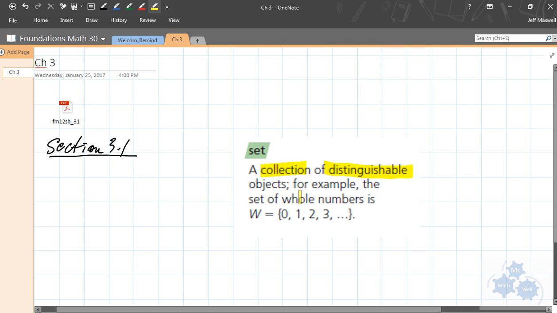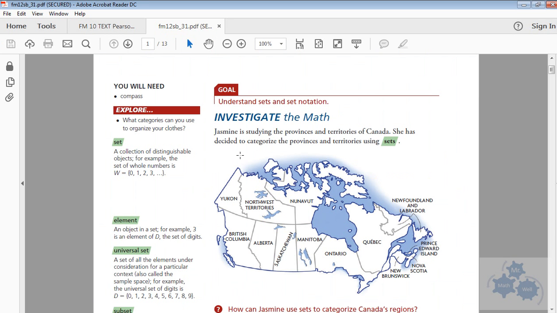And the example here is the set of whole numbers. We would write in set notation, the set of whole numbers, with a capital W, equals these kind of funny brackets, the braces here. And then 0 is where the whole number set starts, comma, 1, 2, 3. And then the 3 dots, of course, means this pattern continues on indefinitely. So this is a set of numbers, and this is the whole number set. Okay, so a collection of distinguishable objects.